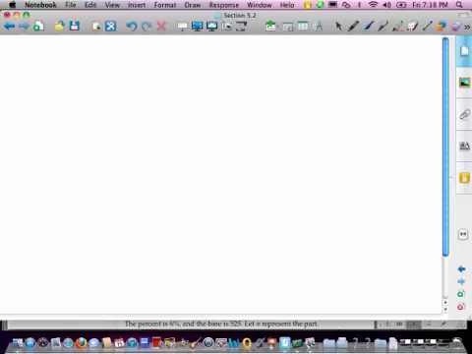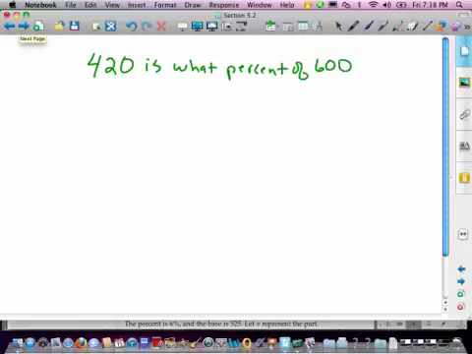All right, example number 2 says 420 is what percent of 600? So first let's figure out what are we trying to find? Well, we're trying to find the percent. So if we mark these out, this is my part. Here's my percent. That's my unknown. I don't know what that is. And here's my base over here. And so I'm going to try to figure this out.